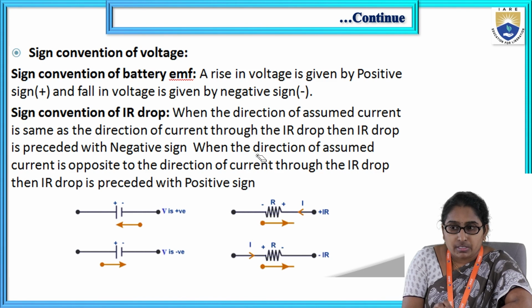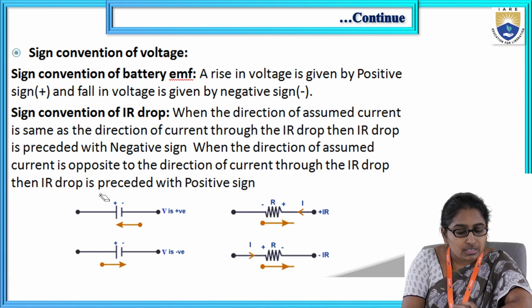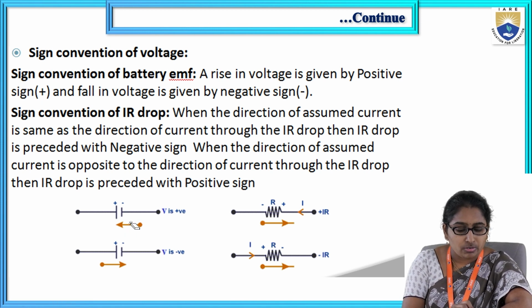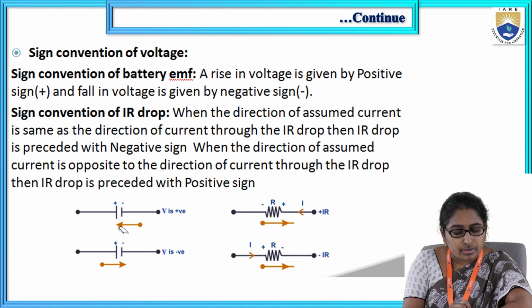That means when the direction of the assumed current is opposite to the direction of the IR drop, then we take the IR drop with positive sign. Okay, so look here, there is a battery. This is shown for battery and IR drop. So here the battery is plus minus.